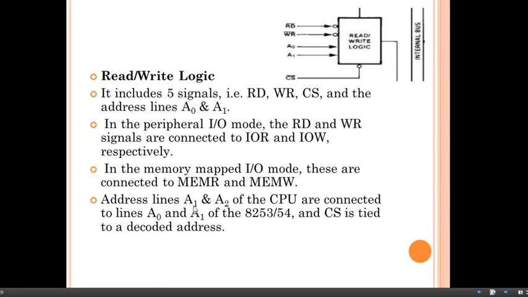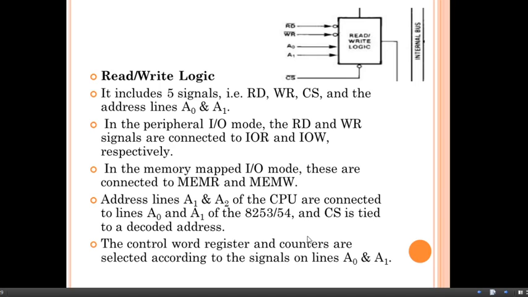So here should be A1 and A2. Address lines A1 and A2 of the CPU, that means 8086, are connected to the A0 and A1 address pins of 8253 or 8254, and the chip select signal is tied to the decoded address. The control word register and counters are selected according to the signals on lines A0 and A1. We have seen how we can select the control word register and counters based on this A0 and A1.